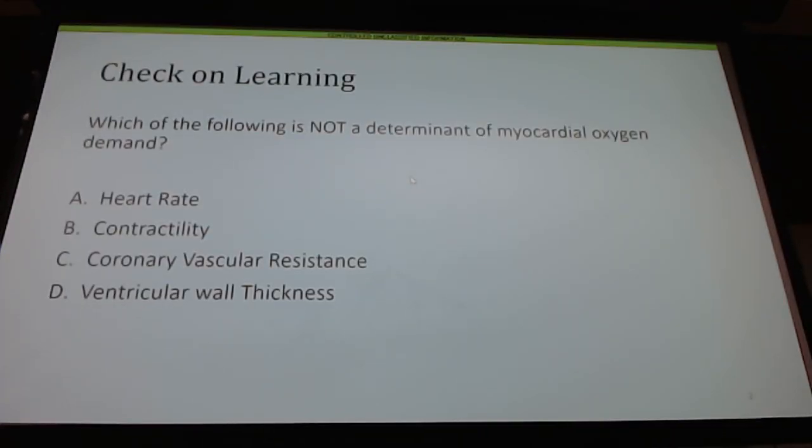All right, so our first one was, which of the following is not a determinant of myocardial oxygen demand? Remember, we have the oxygen demand stuff, and then you have the oxygen supply factors. Which of these listed is not required for myocardial oxygen demand? So what does not impact the amount of oxygen you need to survive? Go ahead and start chatting out. Bravo, I hear. Any other answers?